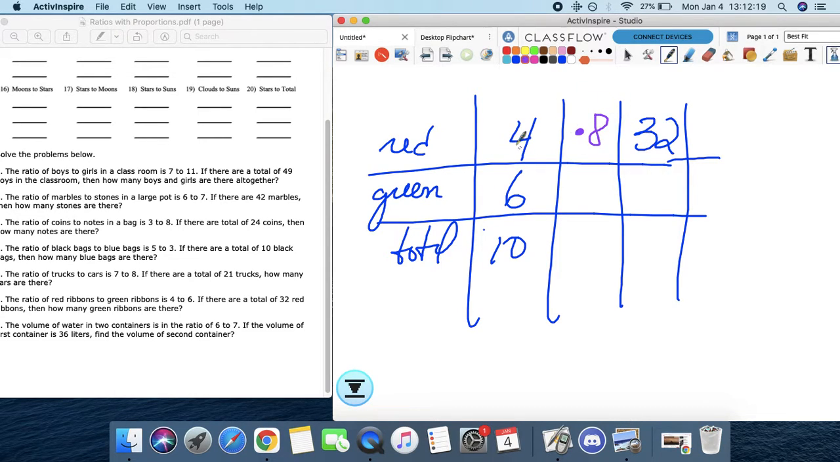So if I multiply the number of red ribbons by 8, I have to multiply the number of green ribbons by 8, and I will get 48. And I've got to multiply my total by 8, and I will get 80. Okay, so whatever I do to the red one, I also have to do to the green and to the total. I have to multiply by the same factor. What's the question here? How many green ribbons are there? So when there's 32 red, how many green will I have? 48.